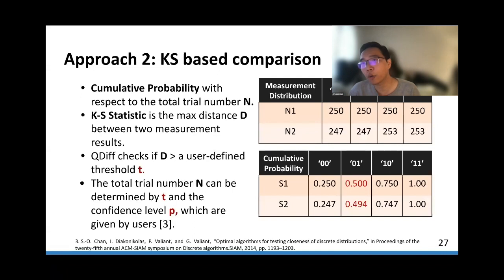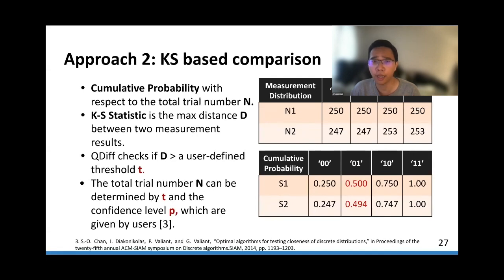The KS comparison works as follows. We first define the cumulative probability, that is, the sum of all probabilities that are smaller or equal to x. And the KS statistic D is the max distance between 2 cumulative probabilities. We report divergence if D is larger than a user-defined threshold.